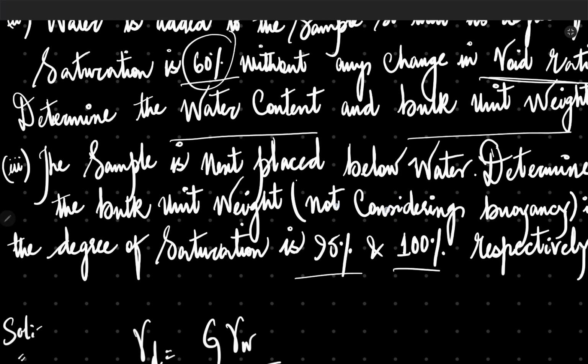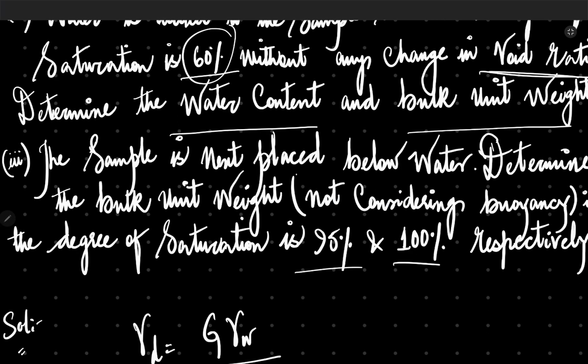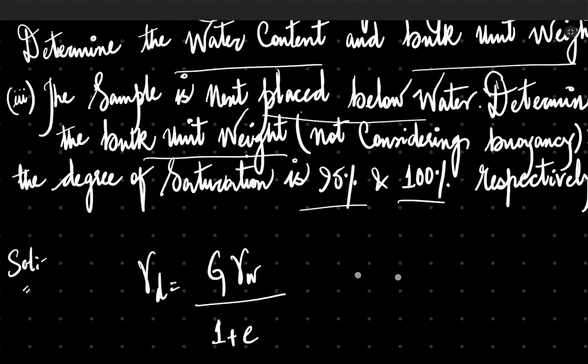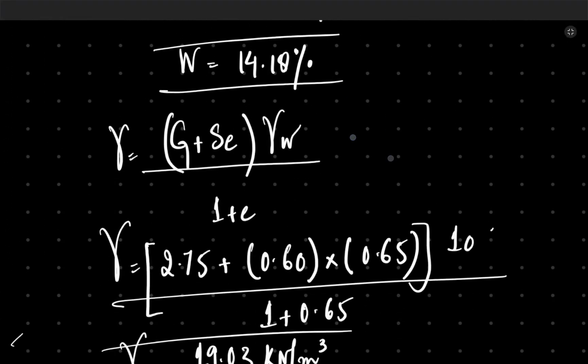Now the question says, after doing so many changes, the sample is next placed below water. Now we have to determine the bulk unit weight, not considering buoyancy, if the degree of saturation is how much? 95% and 100% respectively. All right, let's do this part third.